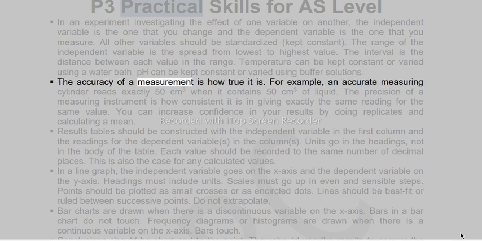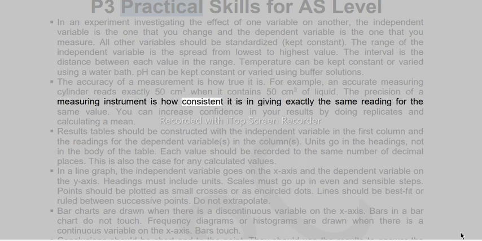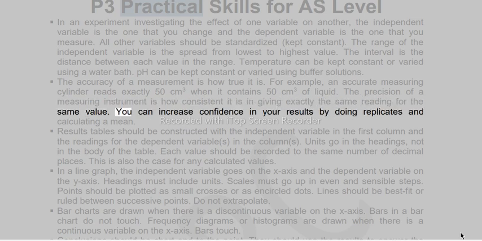The accuracy of a measurement is how true it is. For example, an accurate measuring cylinder reads exactly 50 cubic centimeters when it contains 50 cubic centimeters of liquid. The precision of a measuring instrument is how consistent it is in giving exactly the same reading for the same value. You can increase confidence in your results by doing replicates and calculating a mean.